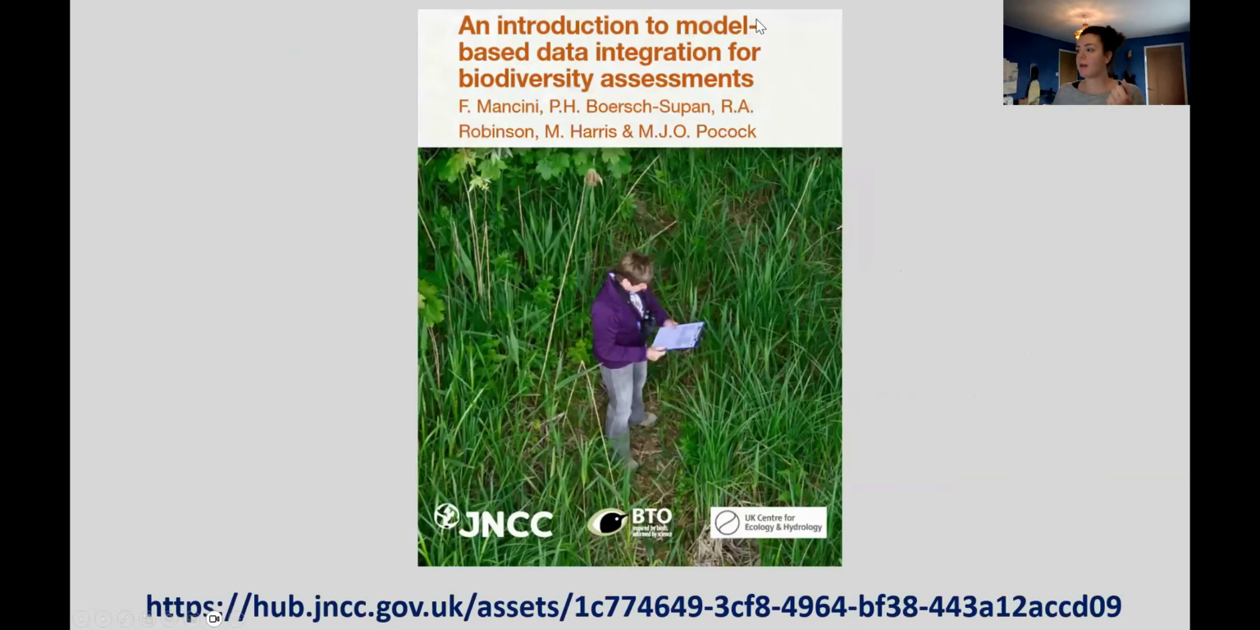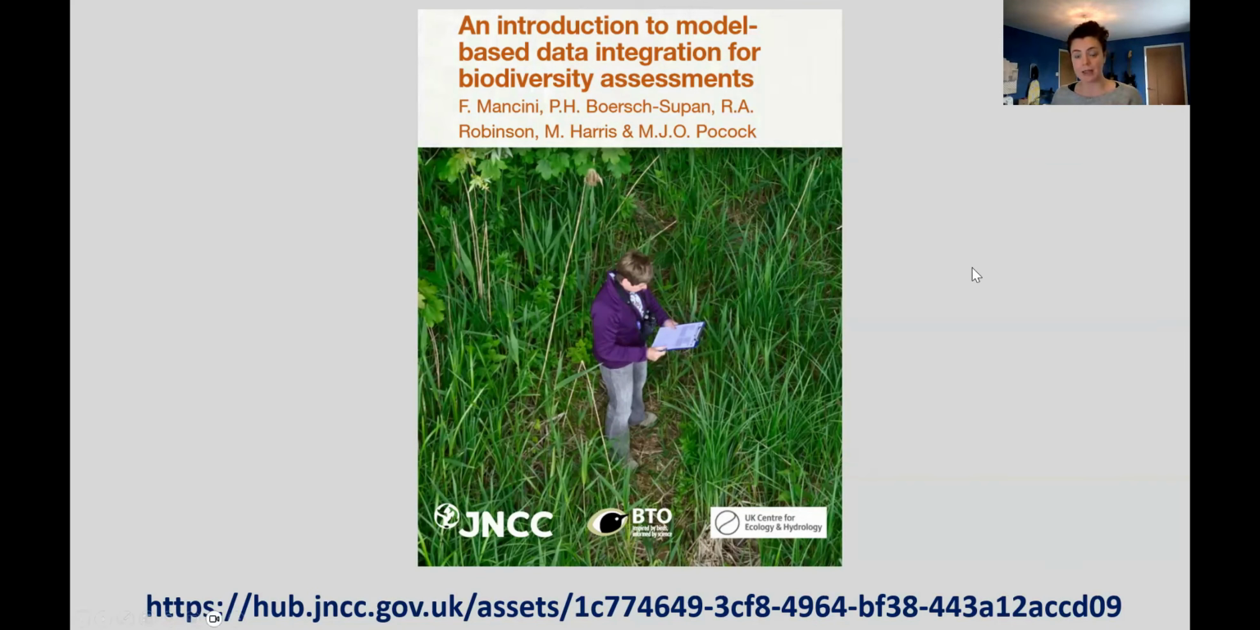So if you want to know more about this topic of integrated modeling, you can look at this user guide that we published last year with JNCC, which is a non-technical introduction to model-based data integration for biodiversity assessments. It explains some of the advantages and also the methodology, and also presents a couple of case studies that apply this particular modeling framework.